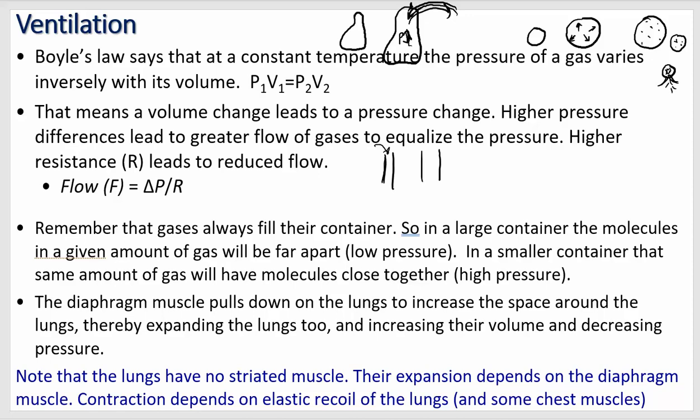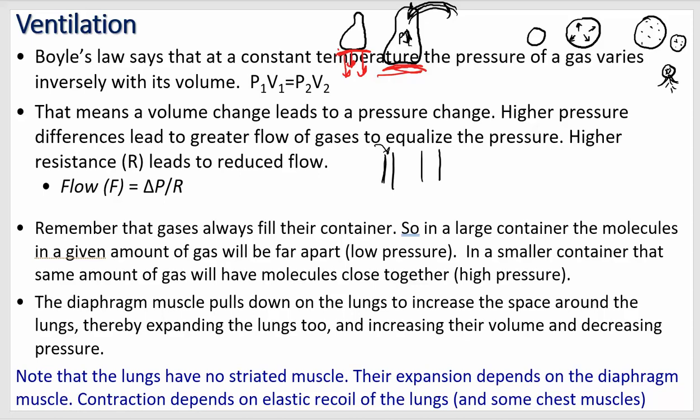So the diaphragm muscle pulls down on the lung. In this terrible picture up here, we can say that here's our diaphragm muscle, and when it contracts, it pulls down. That's what's causing the lung to expand. This is kind of cheating because it doesn't make any sense, but that's what's causing the lung to expand, that diaphragm pulling down on the space around the lung. So the diaphragm muscle pulls down, increases the space around the lung, thereby expanding the lungs too, and increasing their volume and decreasing pressure.